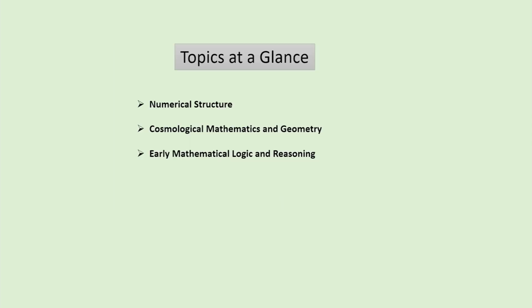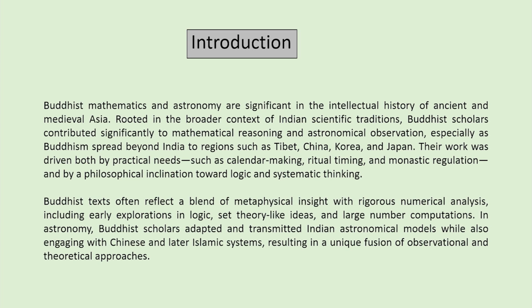In this particular lecture, we are going to discuss topics like numerical structure mentioned in Buddhist texts, cosmological mathematics and geometry, as well as early mathematical logic and reasoning described in Buddhist texts. Buddhist mathematics and astronomy are significant in the intellectual history of ancient and medieval Asia. Rooted in the broader context of Indian scientific tradition, Buddhist scholars contributed significantly to mathematical reasoning and astronomical observation, especially as Buddhism spread beyond India to regions such as Tibet, China, Korea and Japan.